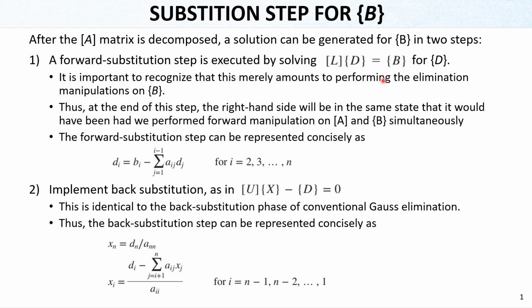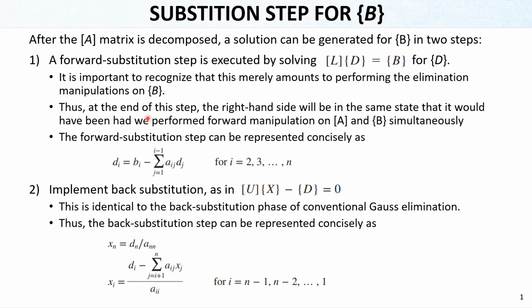And we already know B's, so we say that we will multiply L's by unknown D's, which will give us B's. So that means we will solve these using this forward substitution. It is important to recognize that this merely amounts to performing the elimination manipulations on B. Basically, we actually performed the Gauss elimination for A only in the previous step in the LU decomposition, but we didn't implement it for B. Now we are basically implementing it for B by solving this equation system.